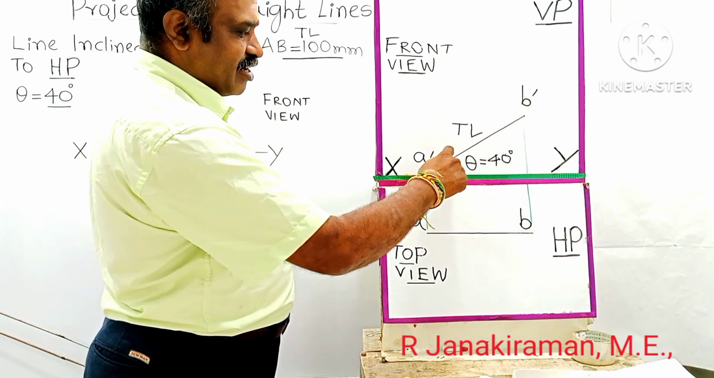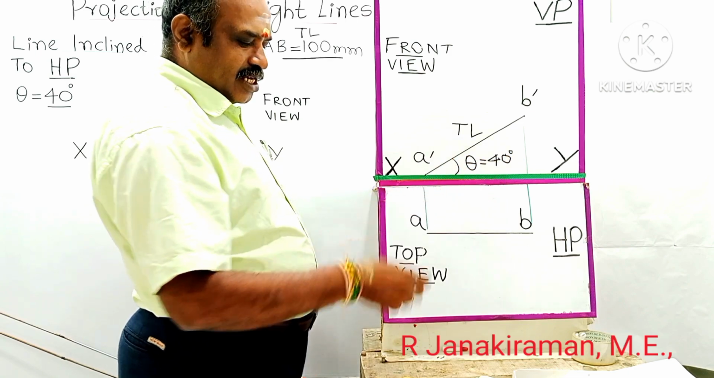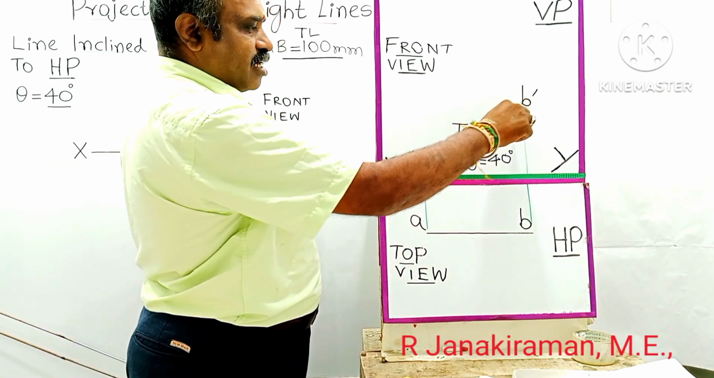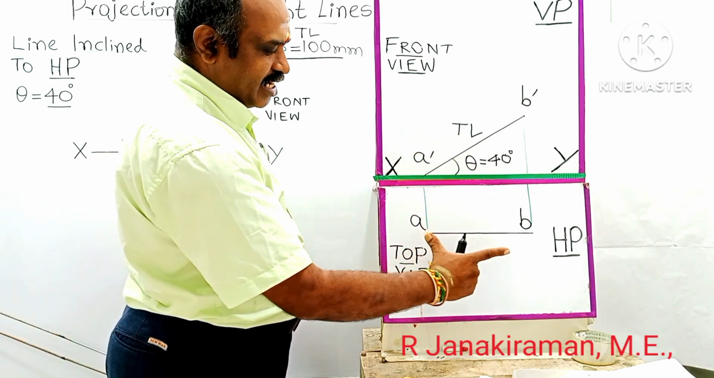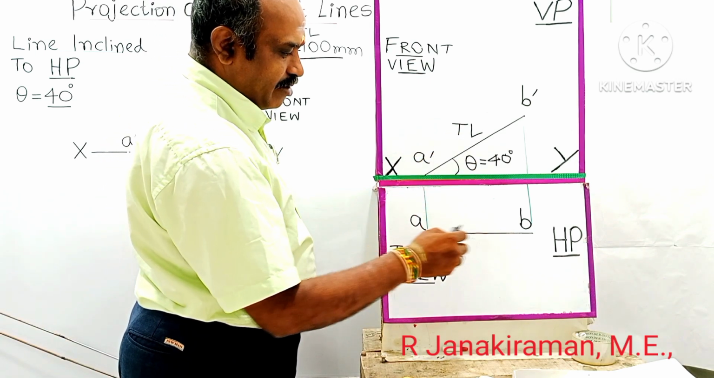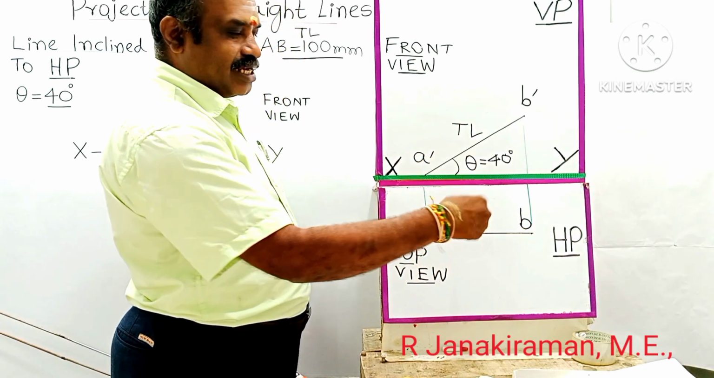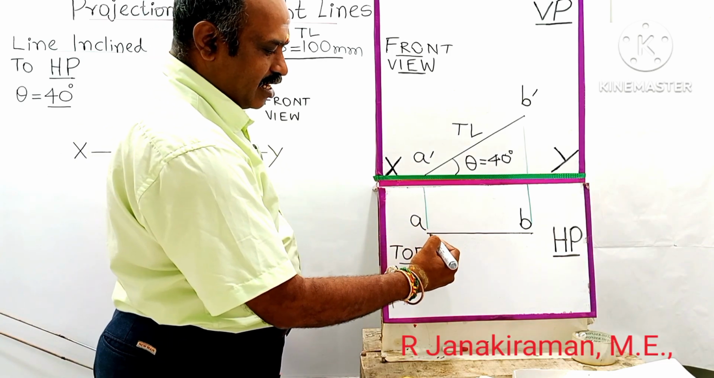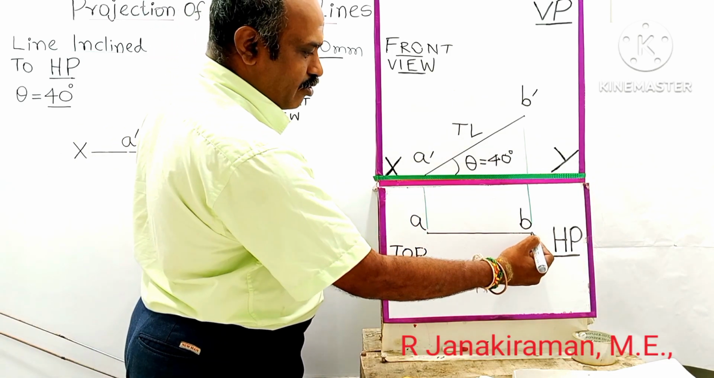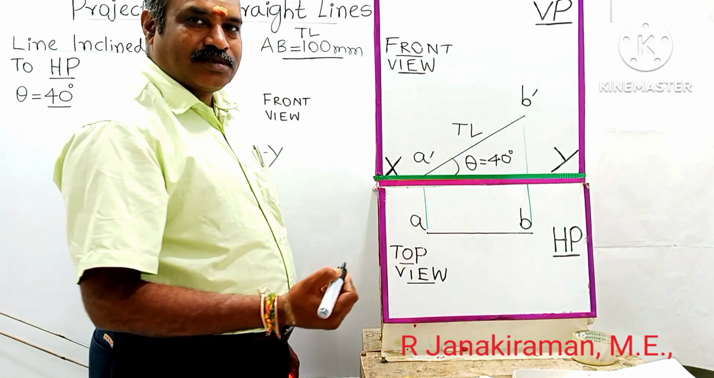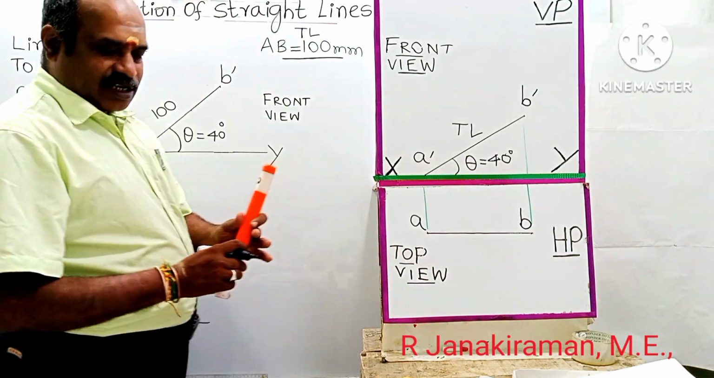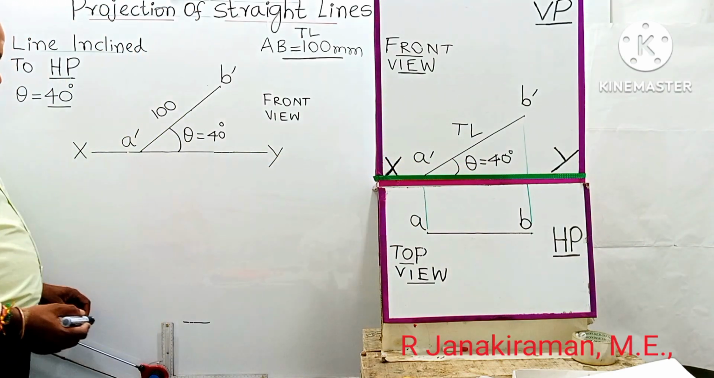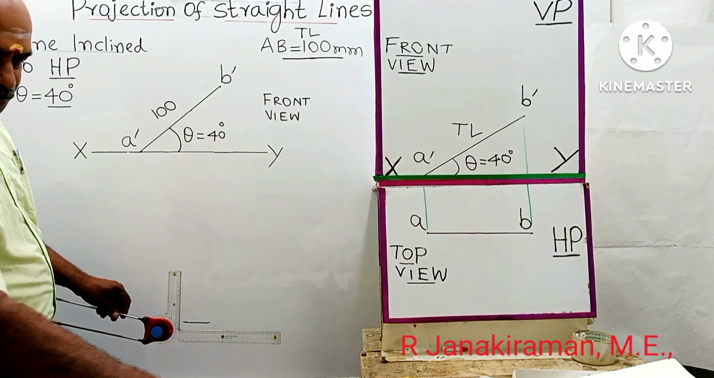As the angle of inclination is given as 40 degrees, the front view will have a true length of 100 mm. When we measure the distance between A and B in the top view, it will be somewhat less than 100 mm. When you measure it using a scale, it will be less than 100 mm, but we don't know how much it will come. So to complete the top view, this is called the top view, take 2H pencil.